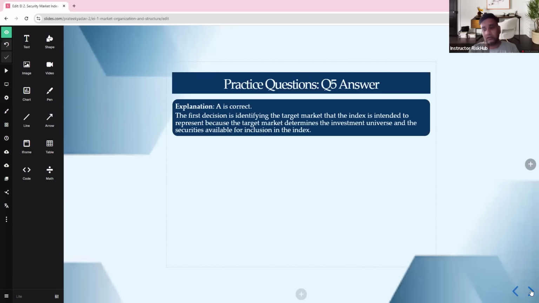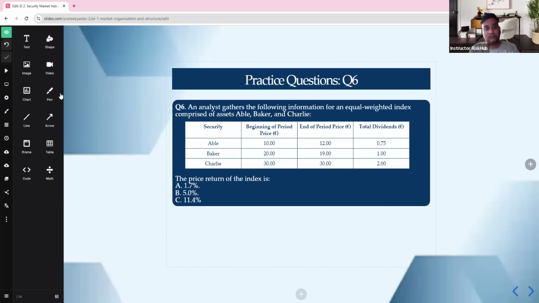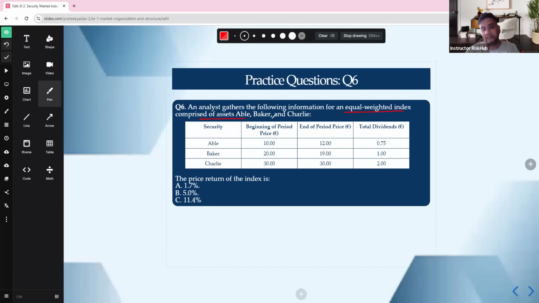Now we move to the next part, which is a calculation-based question. An analyst gathers the following information for an equal weighted index comprised of assets Abel, Baker, and Charlie. The ABC equal weighted index is given. So what we understand is Abel beginning price 10, end price 12; Baker 20, 19; Charlie 30, 30. And the dividends are 0.75, 1, and 2. So this is the price return, and you ignore the dividends.